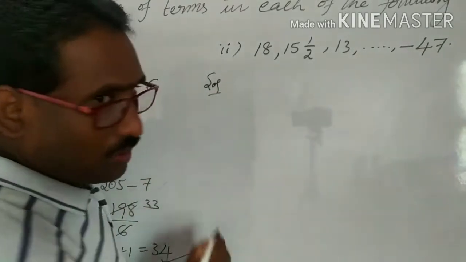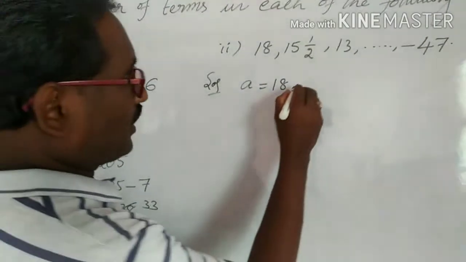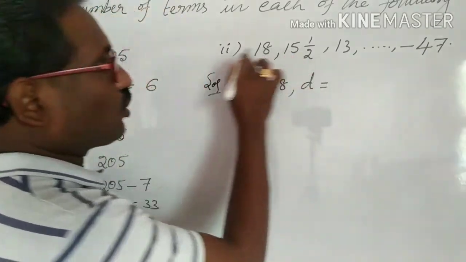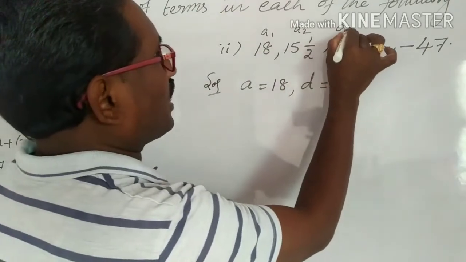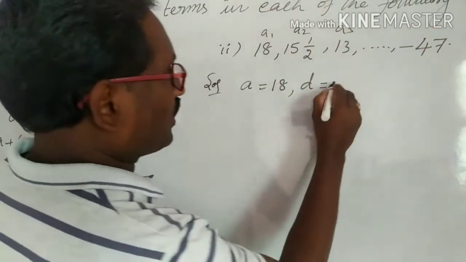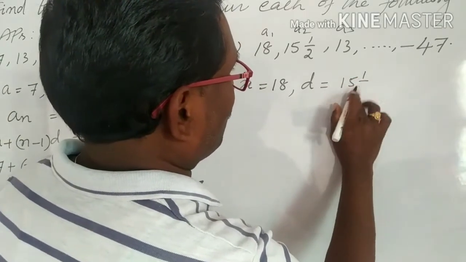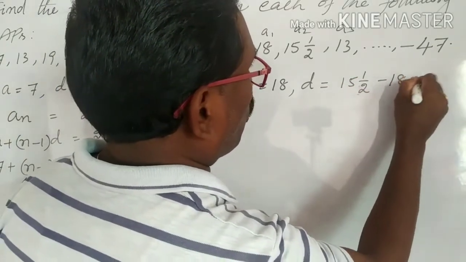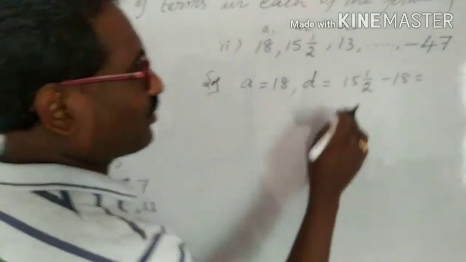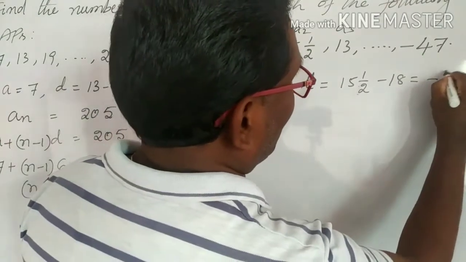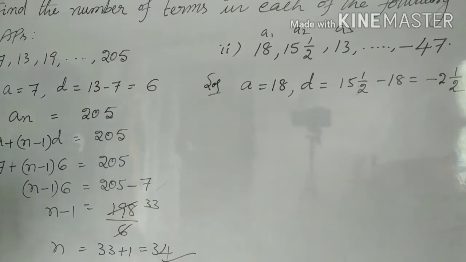Now see the second problem. A is equal to 18. D is the common difference, A2 minus A1. This is A1, A2, A3, like that, and that is the last term. D is equal to 15 and a half minus 18. How much? 18 minus 15 is 3, 3 minus half is 2 and a half. So D is minus 2 and a half. Okay?